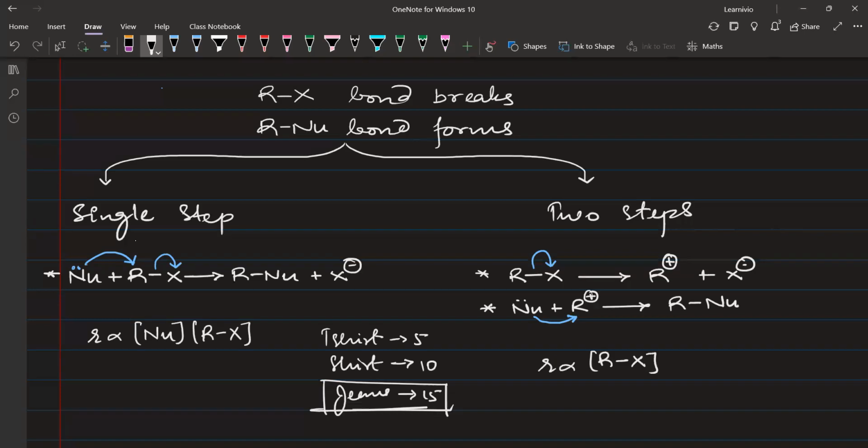And in this way, we have divided the SN into two types. Here, this SN will be what? SN2. That means nucleophilic substitution bimolecular. And this is SN1, that is nucleophilic substitution unimolecular. So this 2 is for bimolecular, this 1 is for unimolecular, but the number of steps is just the opposite. In SN2, the number of steps is 1. In SN1, the number of steps is what?